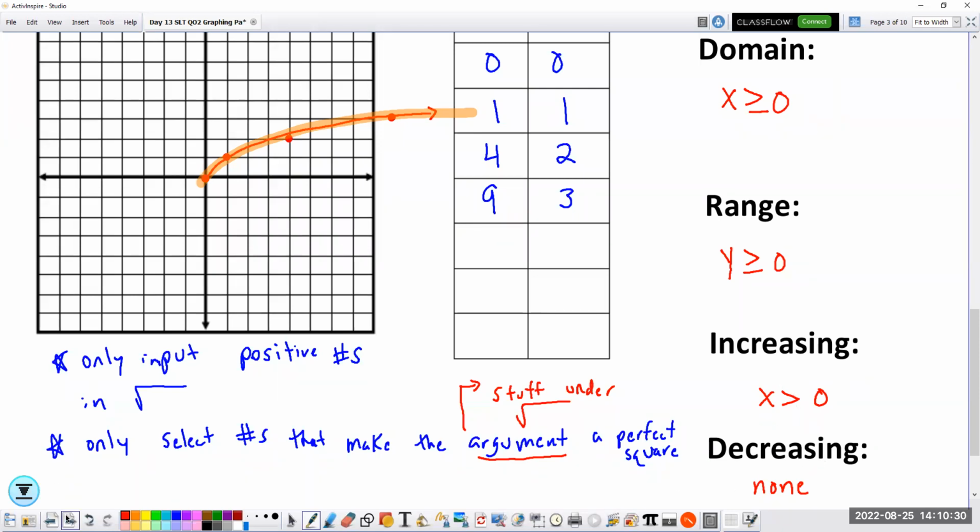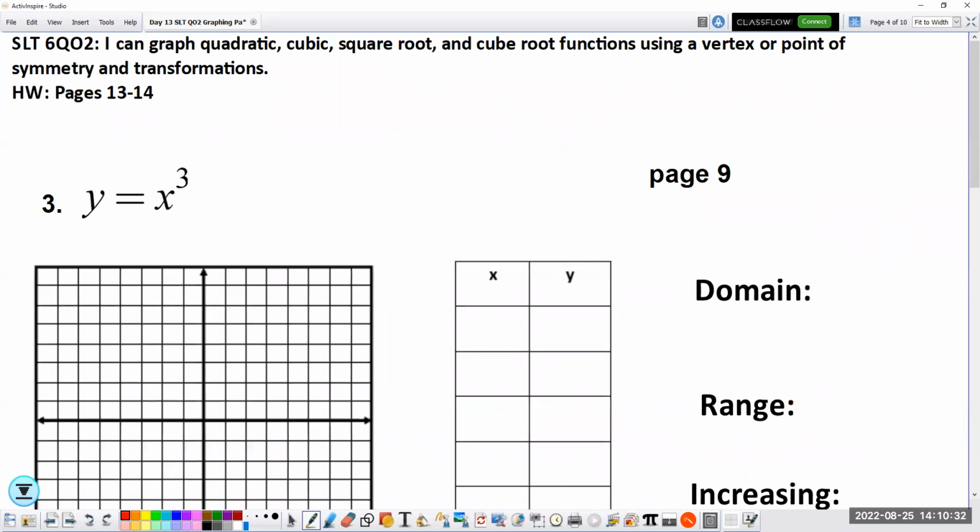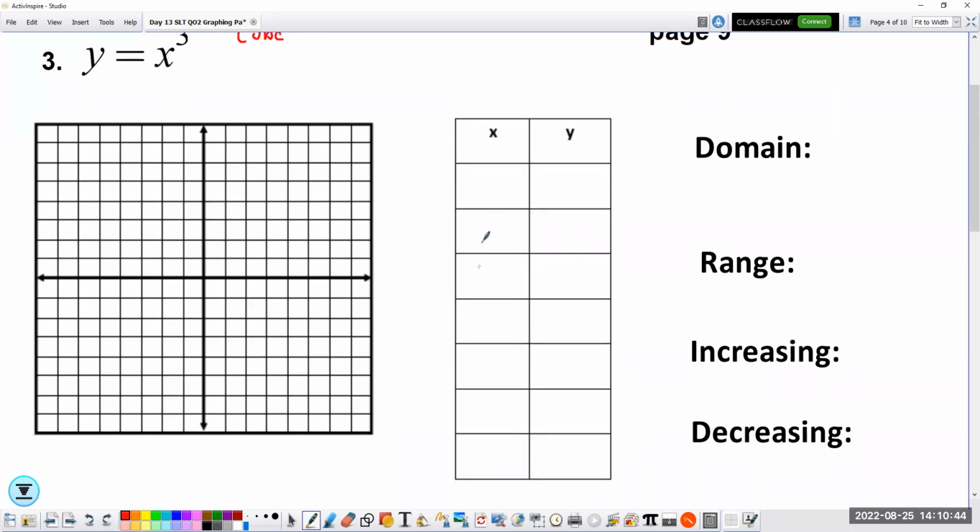Our third parent function we are going to graph is x cubed. This function is also called a cubic function or a cube function. And I can cube any number I want. So I'm going to, again, pick nice numbers like -3, -2, -1, 0, 1, 2, 3. Now, if I cube -3, -3 times -3 is 9. 9 times -3 is -27.